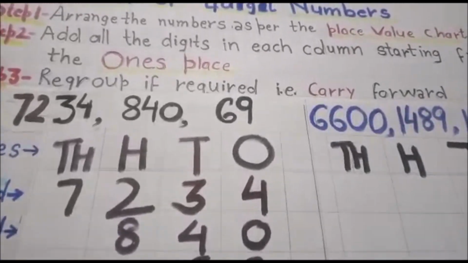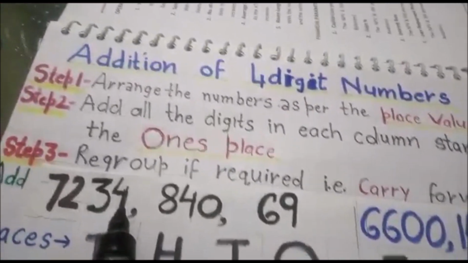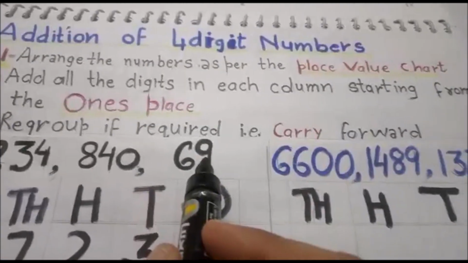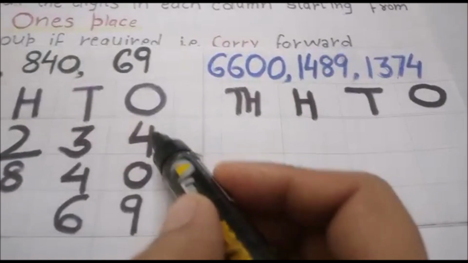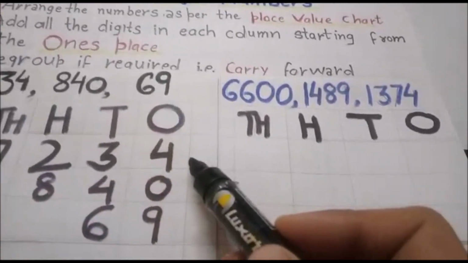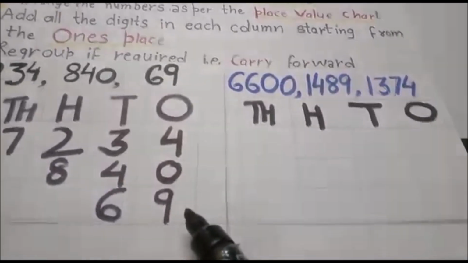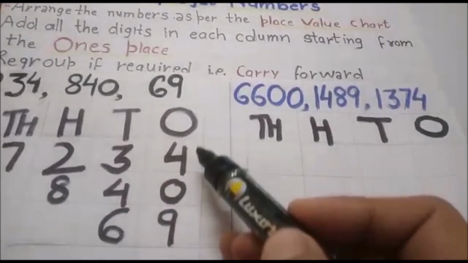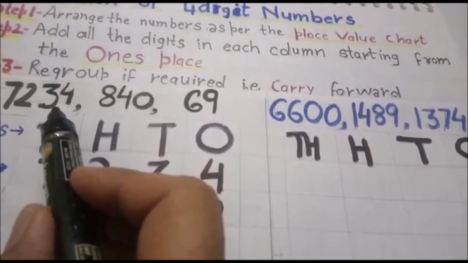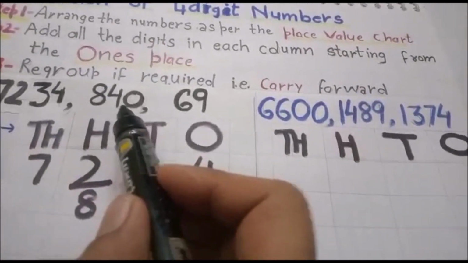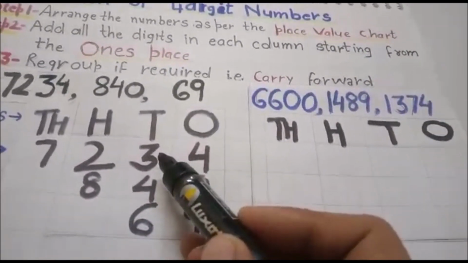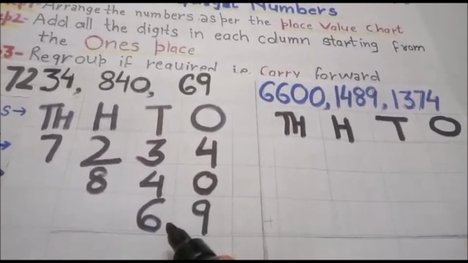Okay, and once again check that ones place digit of all the numbers should be under ones place. See, 4 here, 0 here and 9 here. So under 4 we will be having 0 and then 9. So all the ones place digits will be under ones place. Then check the tens place digit. 3 is at tens place, here 4 is at tens place, here 6 is at tens place. So that means we are having at tens place 3, then 4, then 6.